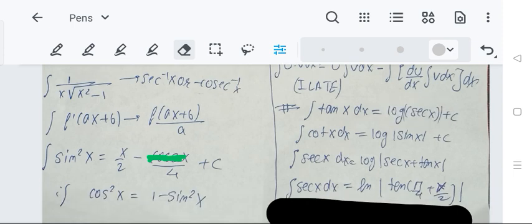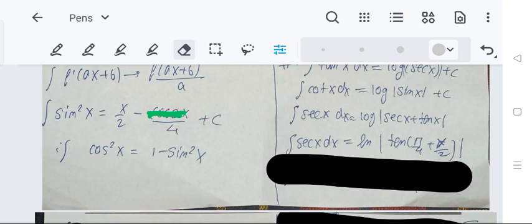Then the integration of cot x dx is log of sin x. The integration of secant x is log of secant x plus tan x. Please don't confuse it with secant square x, or when the answer comes secant x, don't confuse it with that. The integration of secant x times tan x is secant x. This is different, that is different.